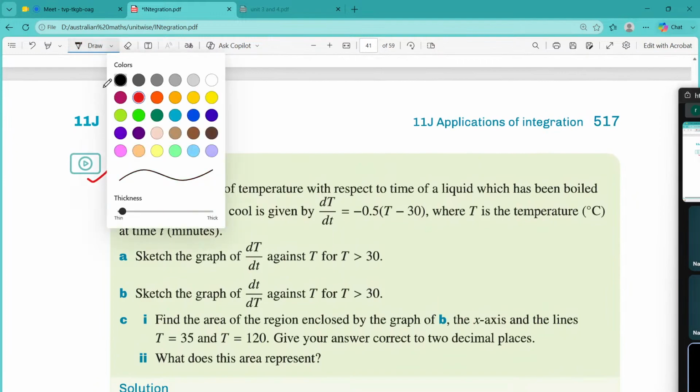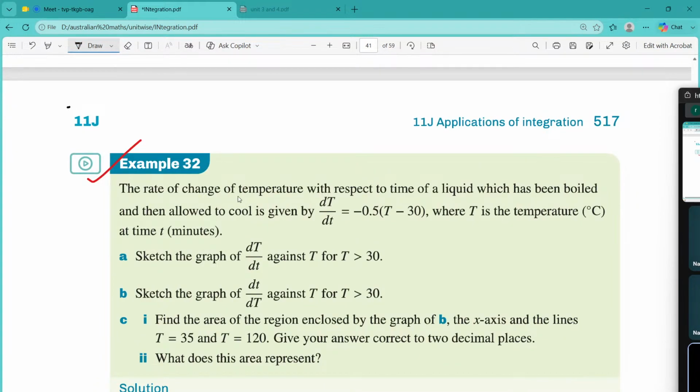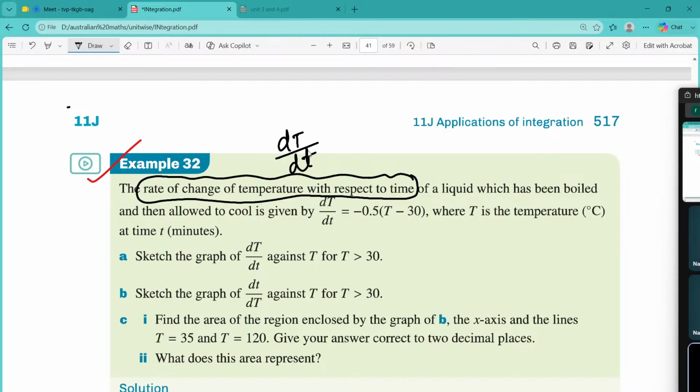Read it first. So the rate of change of temperature with respect to time. How can we represent this? Rate of change of temperature with respect to time. It can be represented as dT upon dt, where capital T is indicating temperature and small t is indicating time.